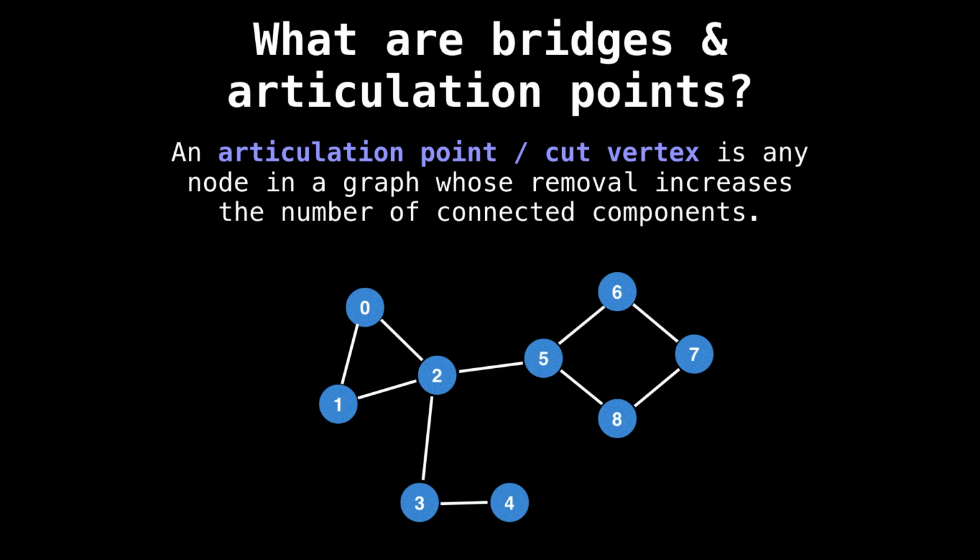An articulation point, also called a cut vertex, is very similar to a bridge in that the criteria for being an articulation point is that it needs to be any node whose removal will increase the number of connected components. As an example, on this graph, there would be three articulation points, since removing any of these vertices will divide the graph in two.